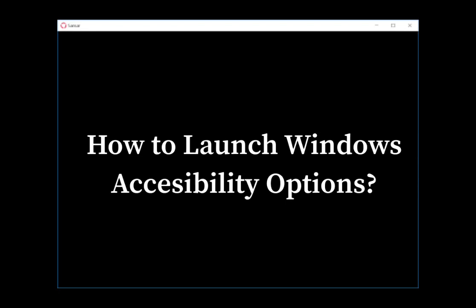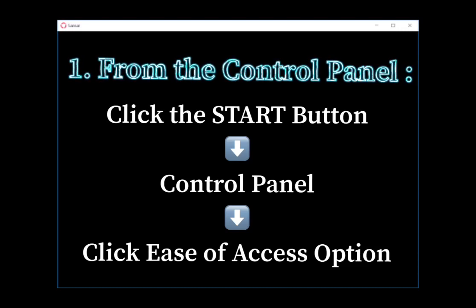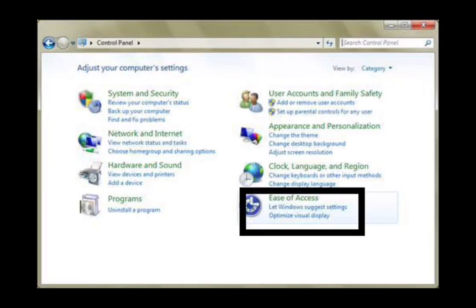So the very first method is from the control panel. Click the start button, select control panel, click ease of access option. Once you click the ease of access option, a screen will appear showing various options to use the accessibility feature. So you can see on your screen, ease of access option is there, and you can click, the dialog box will appear and you can change the settings.